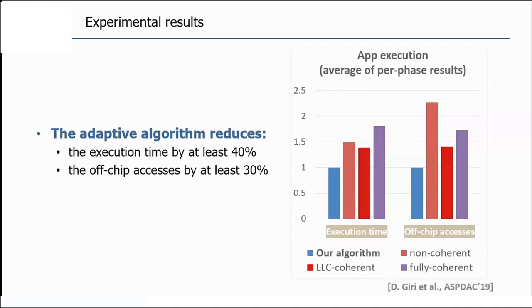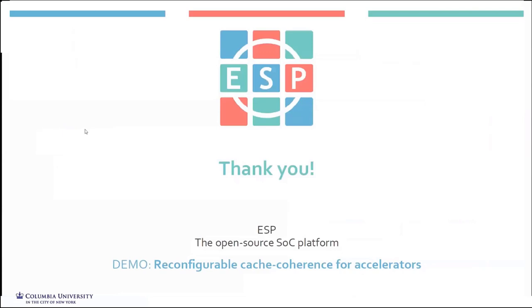Here are the results after running the application with two other baselines, all accelerators non-coherent and all accelerators fully coherent. Our adaptive algorithm, represented by the first bar, reduces both execution time and off-chip accesses. To conclude, this experiment was able to successfully exploit the cache coherence reconfiguration capabilities of our architecture, and all of this is transparent from the point of view of the programmer. Thank you very much for your attention.